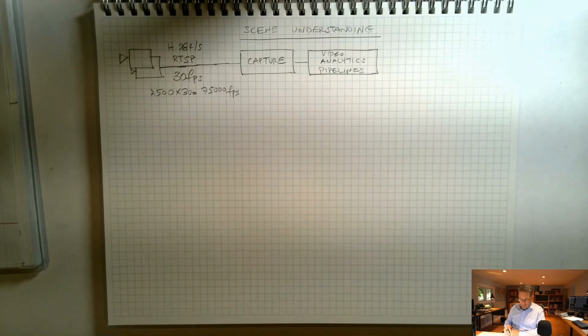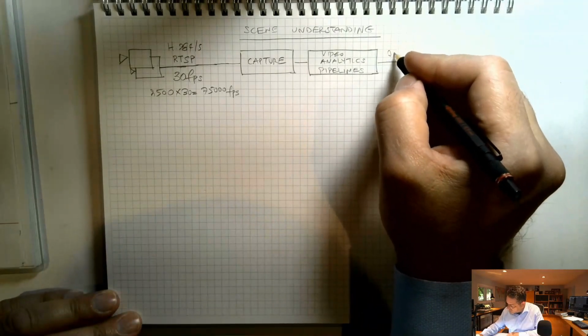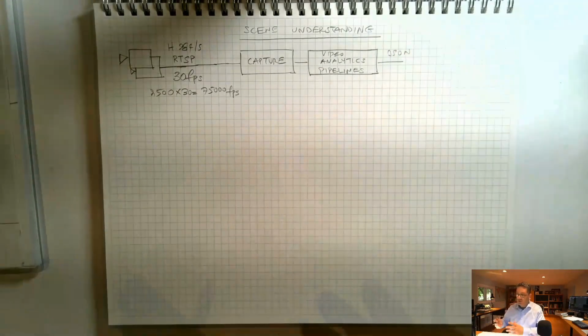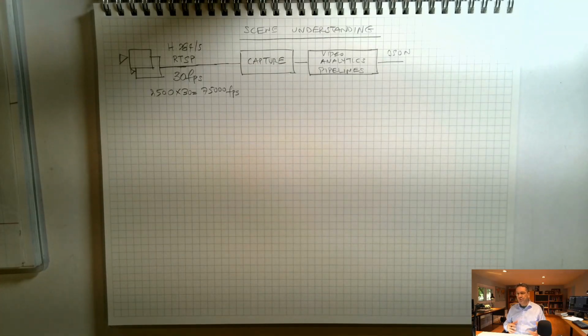And those pipelines are producing JSON streams at the output. So everything is real time. Frames are coming in, JSON streams are coming out. JSON is a format that stands for JavaScript Object Notation. It's a very popular format to transmit all the information that you have extracted out of those frames.